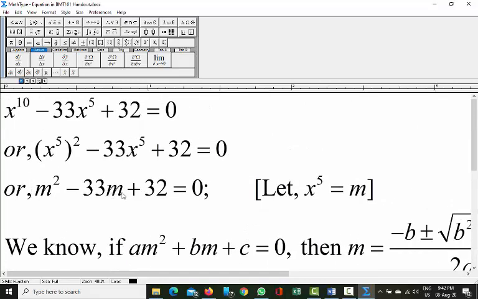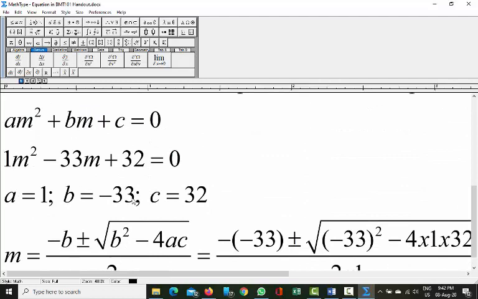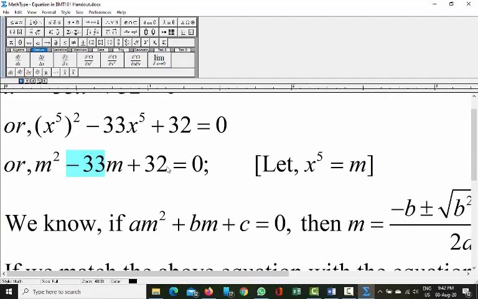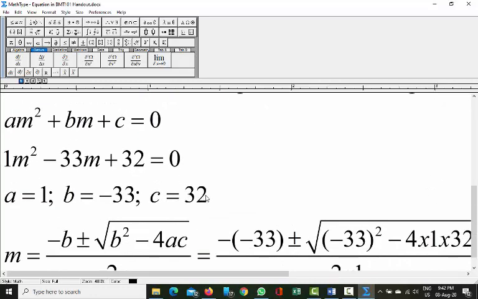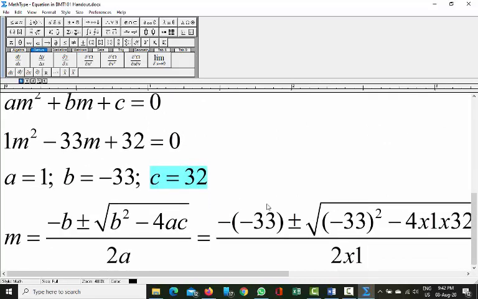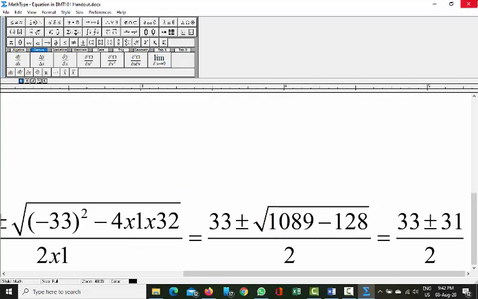And then, as I said before, the coefficient of only the variable without the power is b. So b is minus 33. And c is the remaining part, so c is 32. If you use the formula, you can solve it, or you can also use the calculator to get the value.